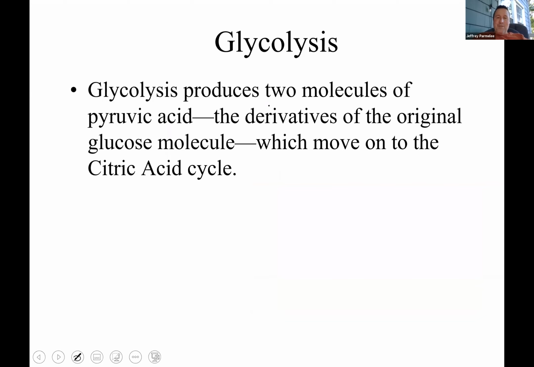All right, glycolysis produces 2 molecules of pyruvic acid. 1 6-carbon glucose to 2 3-carbon pyruvates. And what do we get in glycolysis? How much ATP net?